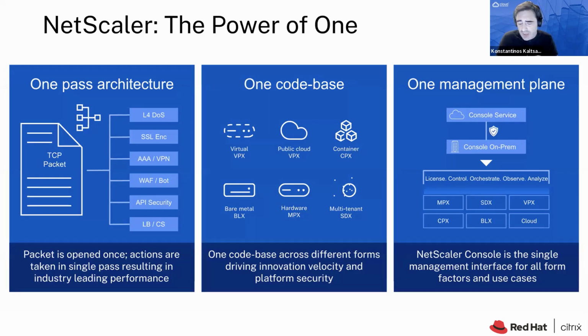Previously I mentioned that we are offering a way for better performance. When we talk about one-pass architecture, what we are saying is that every packet going through NetScaler is opened once. So actions are taken in a single pass, resulting in industry-leading performance. In addition to that, we maintain a single code base for every different form factor.